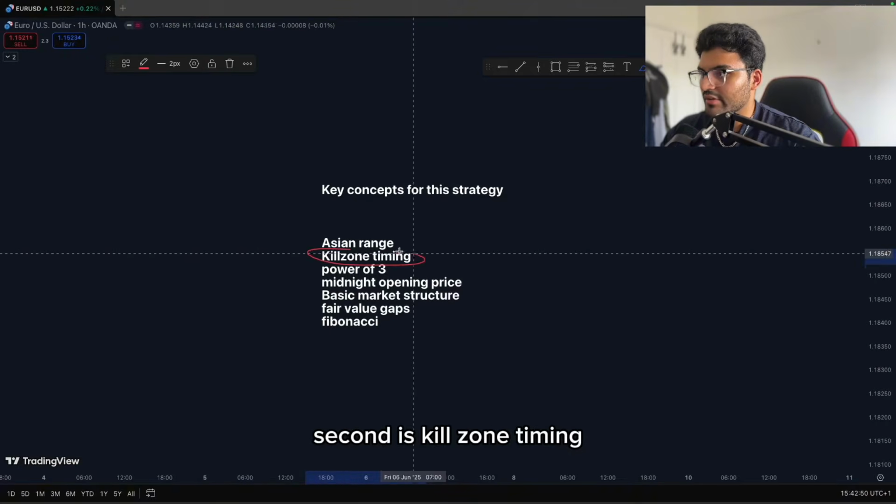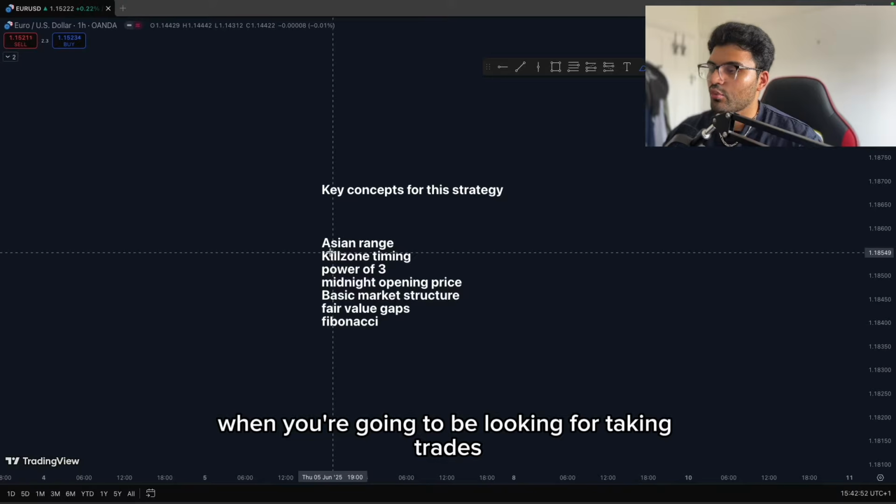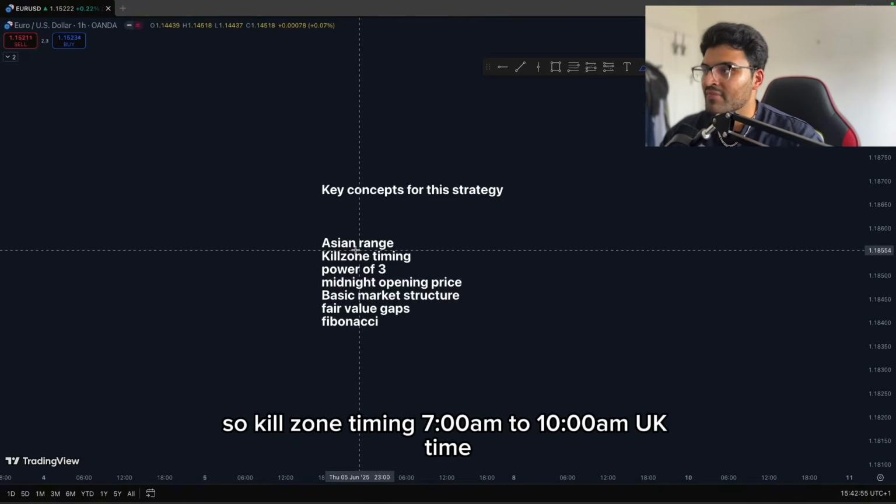Second is kill zone timing. This is just a high probability timing when you're going to be looking for taking trades. So kill zone timing is 7 a.m. to 10 a.m. UK time.